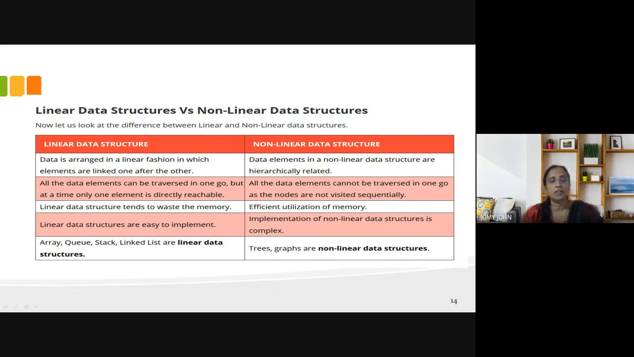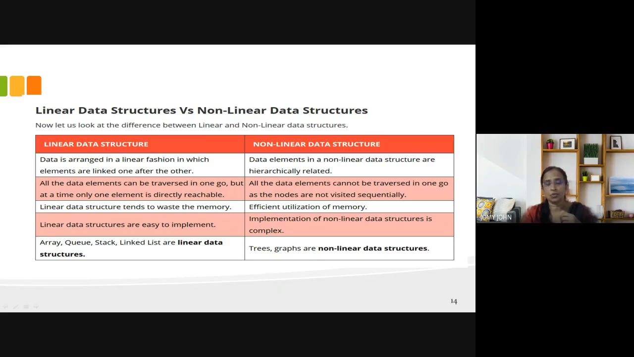Here we can traverse all elements at a stretch. At one stretch, we can access all the elements. But at a time, only one element is directly reachable. Using a for loop, we can read all elements in an array. For i equal to 0, i less than n, i plus plus, scanf percentage d and &a[i], or printf a[i]. So using one for loop, we can write elements into the array or read elements from the array. But at a time, we are accessing only one element, right?